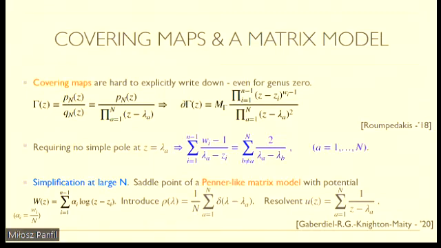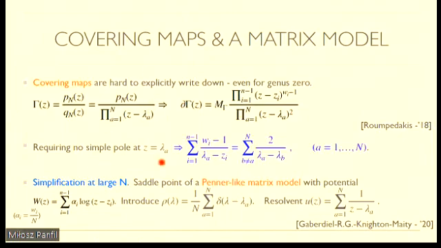So the fact that these are covering maps with specific branching at these points Zi is encoded in the fact that del gamma takes a form like this. It has double poles at these points lambda a, and it has branching of order W-1 at the points Zi.